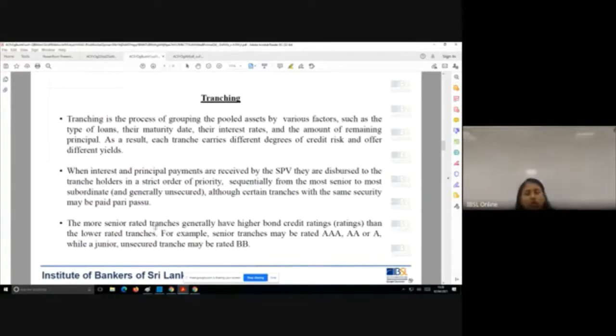Tranching allows you to tailor make the instrument according to the risk appetite of the investor, and also to get a better suited credit rating.